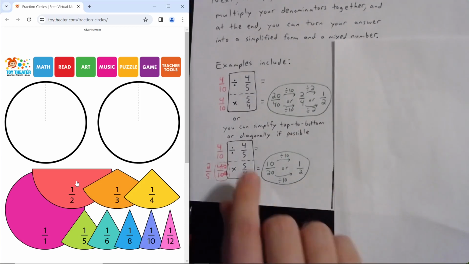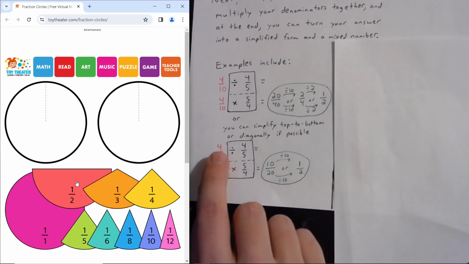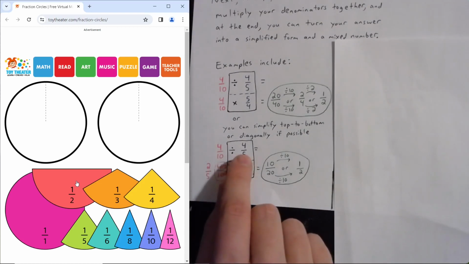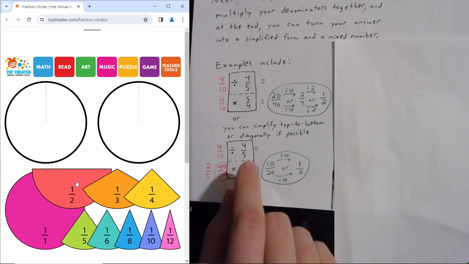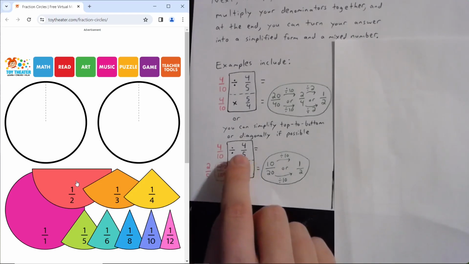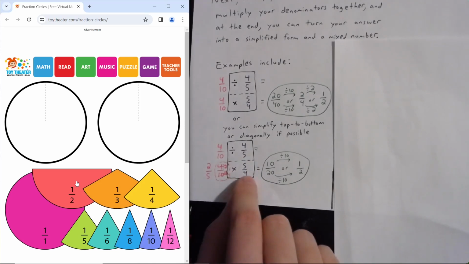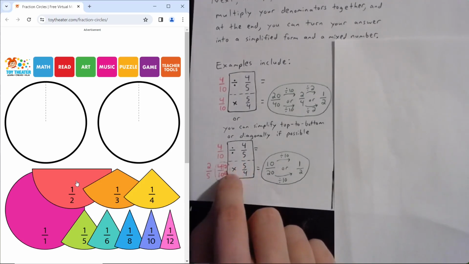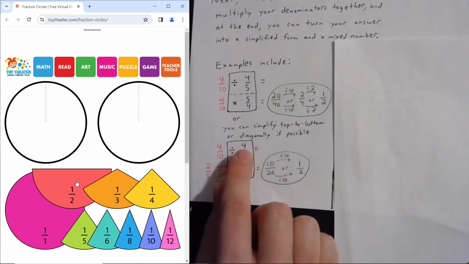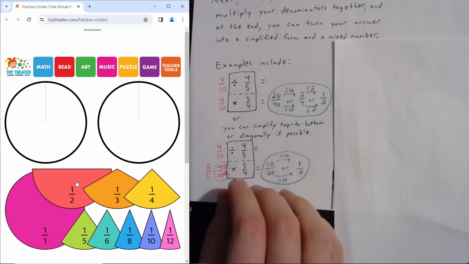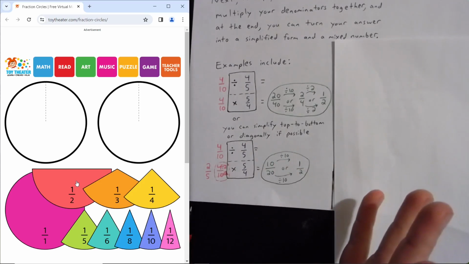Okay? So let's look at that problem again. We have 4/10 divided by 4/5. And that is going to be turned into 4/10 times 5/4, right? Opposite of division is multiplication. Opposite of 4/5 is 5/4. Now, you can simplify from top to bottom or diagonally, what I call cross-simplifying, if that's a possibility.